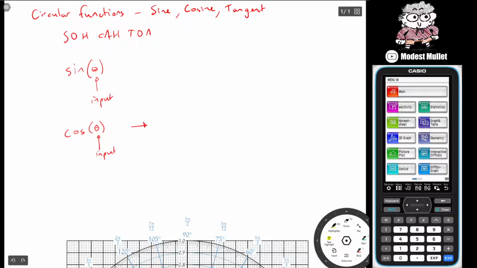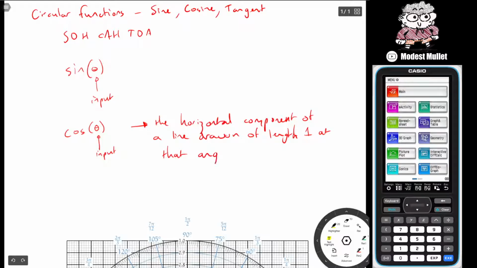Well, the operator cos tells us the horizontal component of a line drawn of length 1 at that angle. It is technically telling us the horizontal component, which a lot of textbooks also refer to as the x-coordinate, which is fair. But it's probably better to think of it as the horizontal part of it. It tells us the horizontal component of a line drawn of length 1 at that angle.